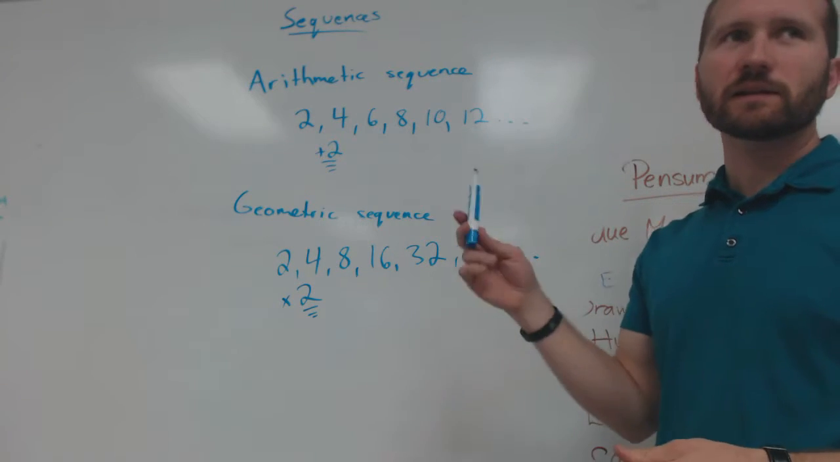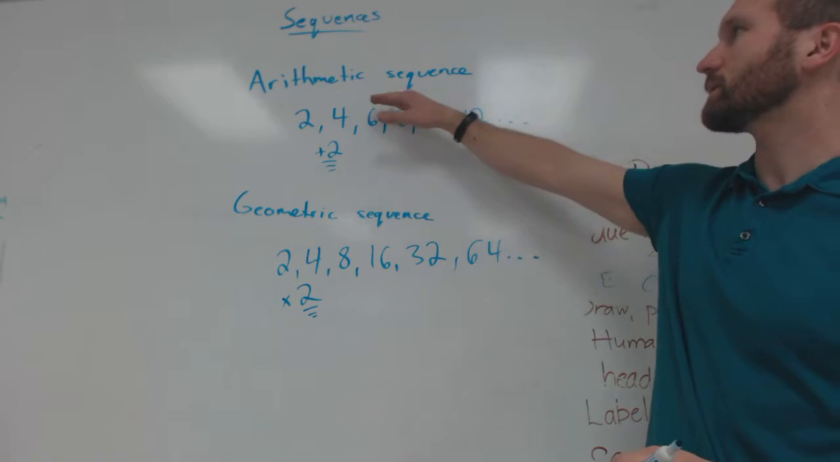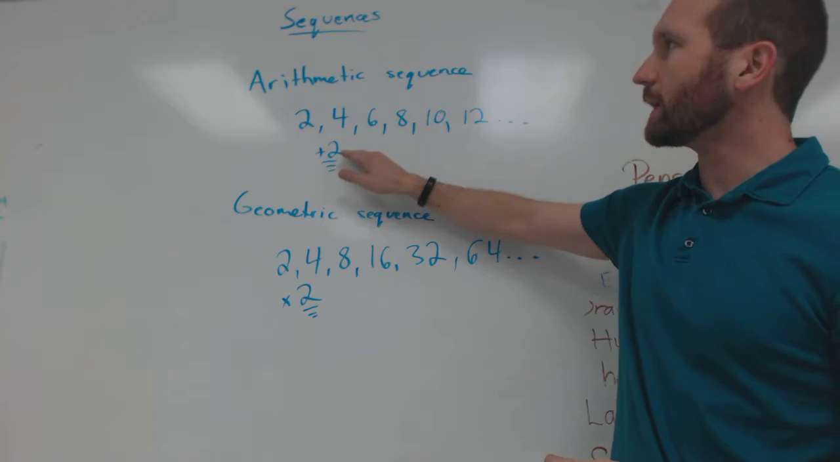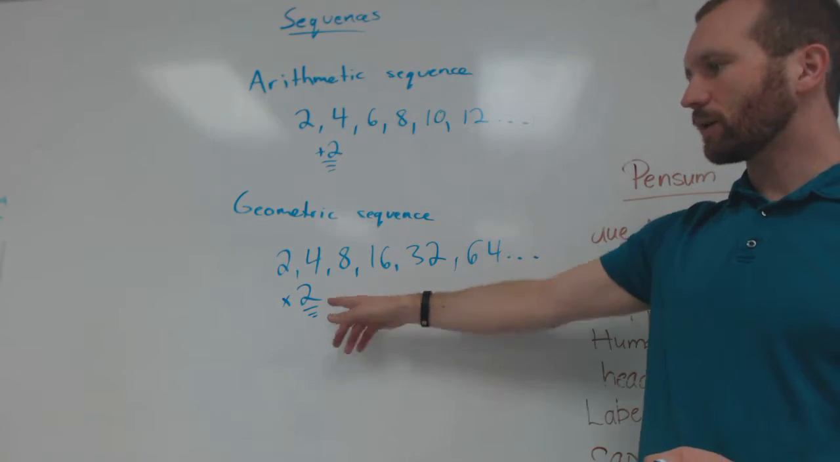And there's fancy ways to write this stuff out. We're not going to get into that. I just want you guys to know the basics. Arithmetic sequence means adding, like the A. Geometric sequence, you have to remember, multiplying.